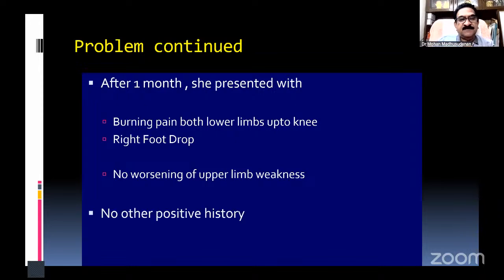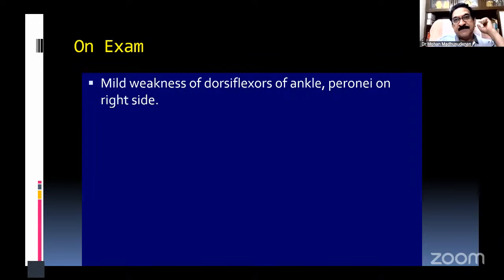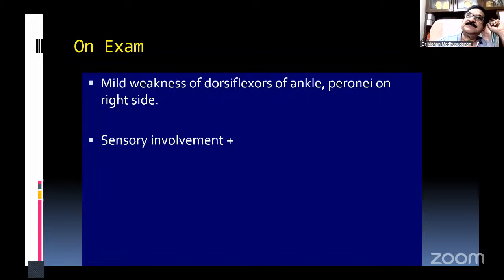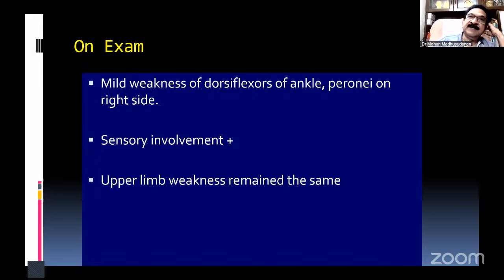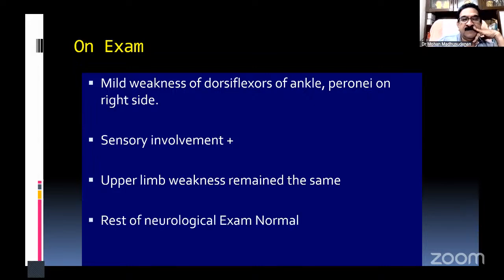No other positive history. Re-examination showed mild weakness of the dorsiflexors of the ankle, peroneal, on the right side. At this time, there was a sensory impairment in the distribution of the peroneal nerve. So now it is certain it is a multiple nerve involvement, but sensory nerves are also getting involved. Upper limb weakness remained the same without any sensory involvement. The rest of the neurological examination was normal.